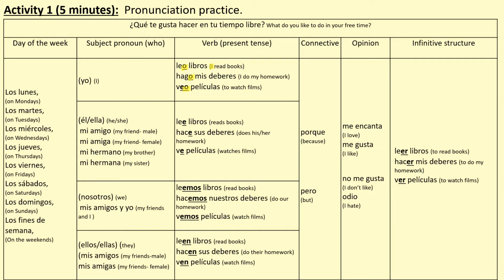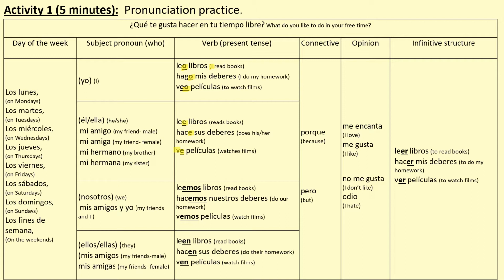Next, third person singular verbs. So he and she form, the él and ella. Lee libros. Hace sus deberes. Ve películas. Fantástico. Remember, these all end in that sound. And hopefully you remember to pronounce your V like a B.